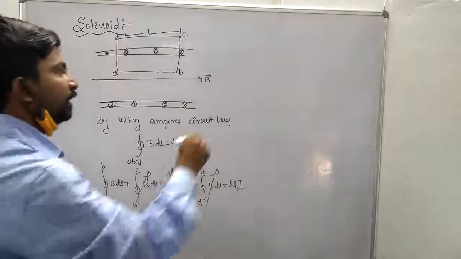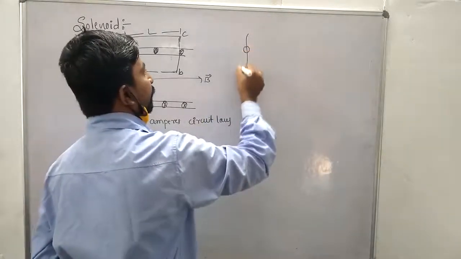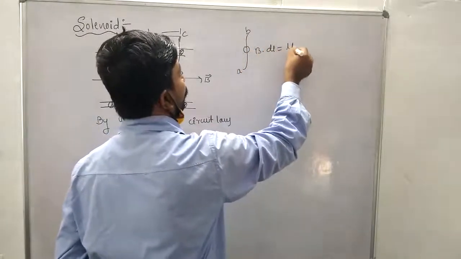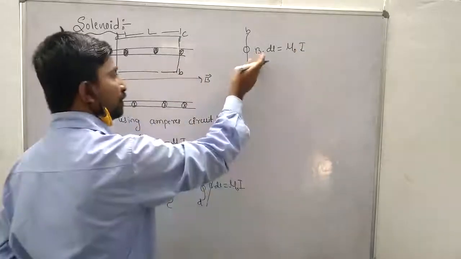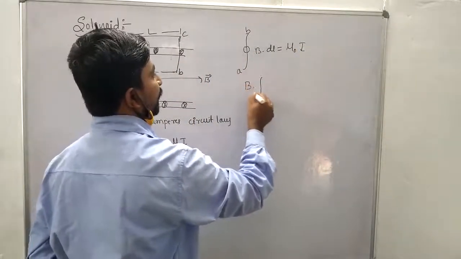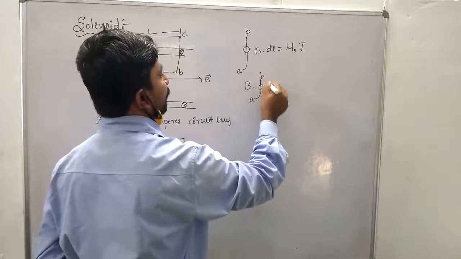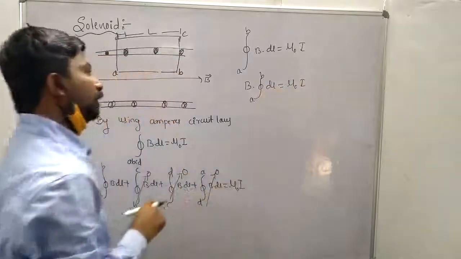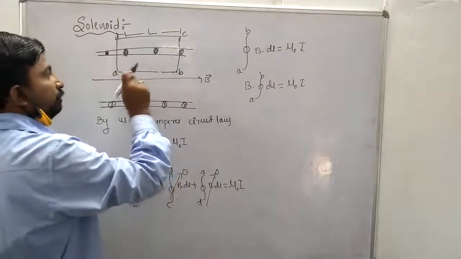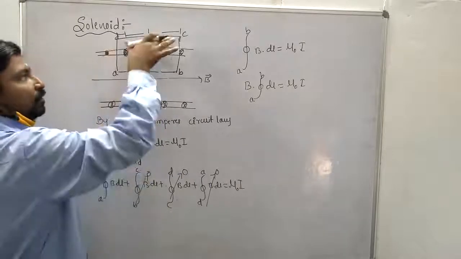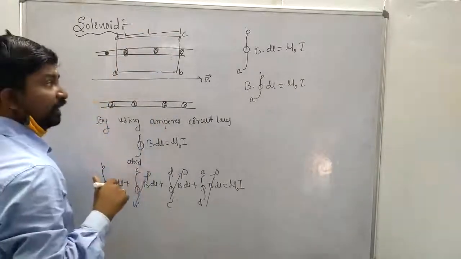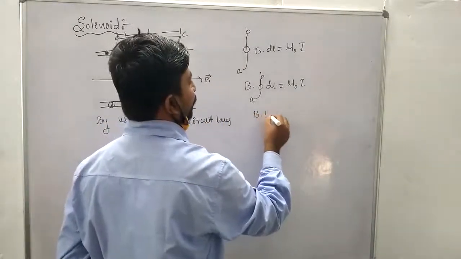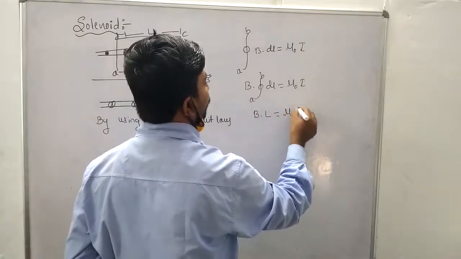What remains for me then? The line integral from A to B, B dl, is equal to mu naught I. So I am taking B outside. So the line integral from A to B, dl, is equal to mu naught I. So integral from A to B, AB is parallel to CD. So CD, what I am saying, is the length L. So this one is also L. Therefore we can write B L is equal to mu naught I.